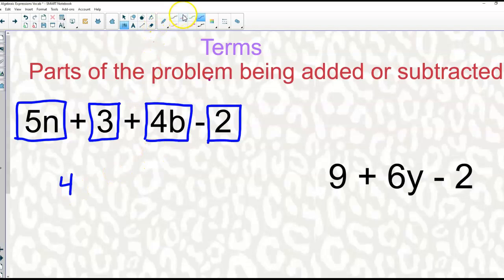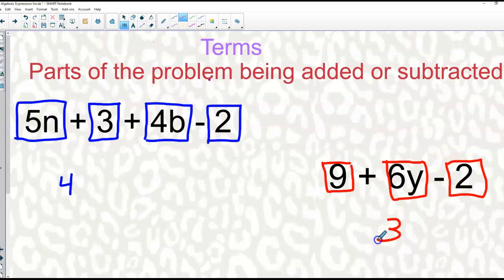If we look at this one, 9 plus 6y minus 2, we would say 9 is a term. 6y is a term. And so is 2. Again, it's the part that is in front of the operation and behind. So if they asked you how many terms were in this one, we would say that there's 3. So terms are the parts of the problem being added or subtracted.